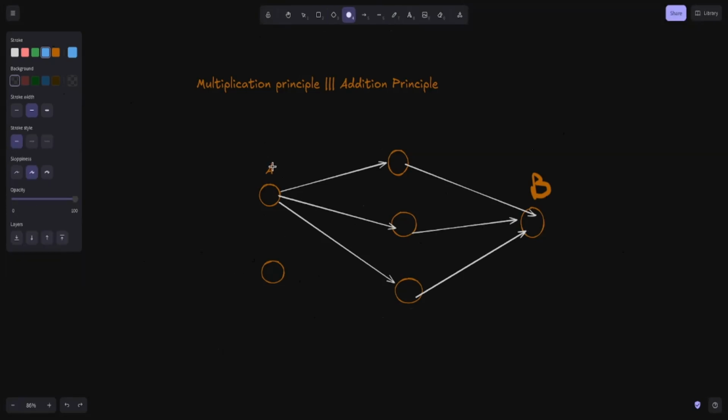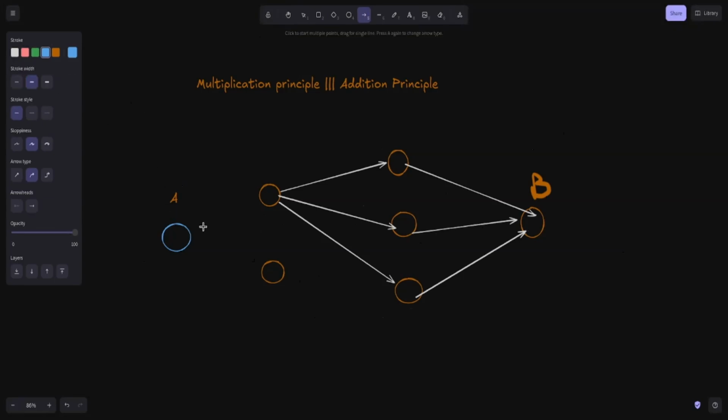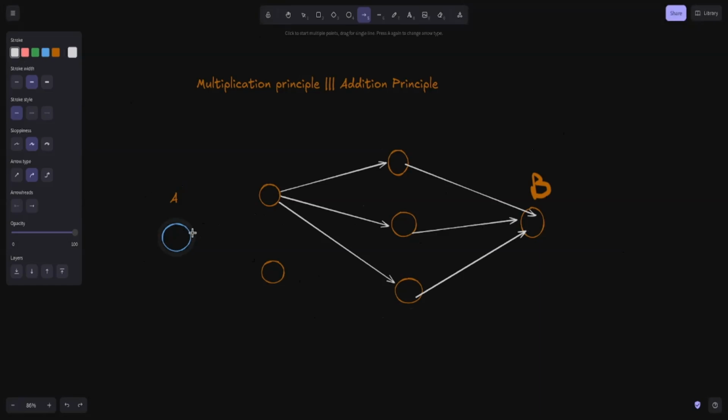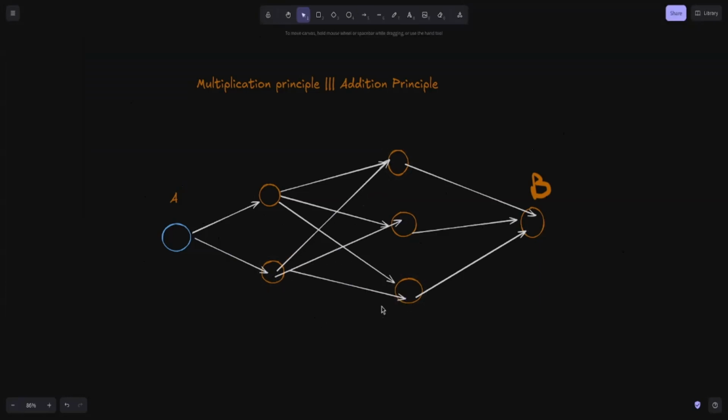Instead of A, if I did something like this, there was an initial point here, and let's say I bring this A here. So how many ways are there now? From this, there are two paths. So there are two paths from here, and from this path also we can go in 6 ways, 3 ways. So this is my total case.